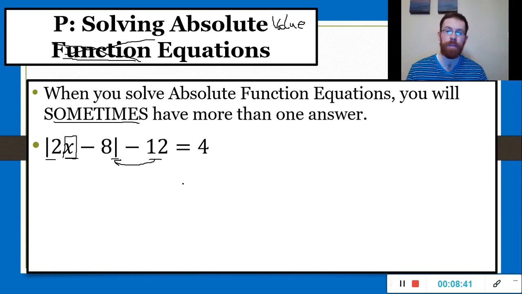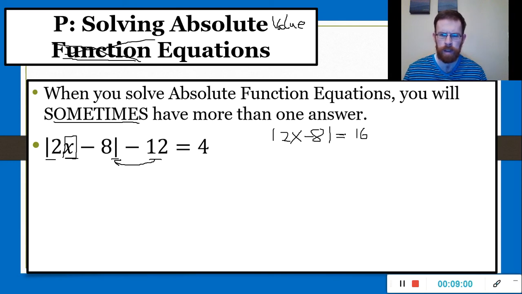So, before I do anything, I have to get rid of that minus 12. And the opposite of a minus 12 is a plus 12. So that gives me 2x minus 8, absolute value, is equal to 16. Now, before I get rid of this minus 8 or that times 2, I have to get rid of these absolute value bars, right?